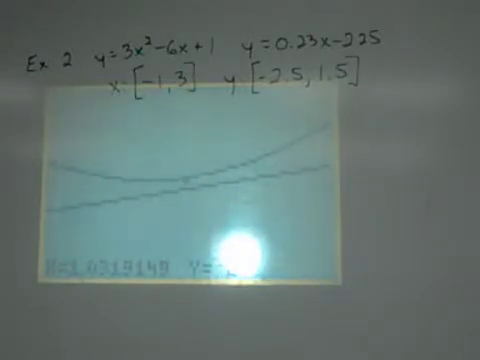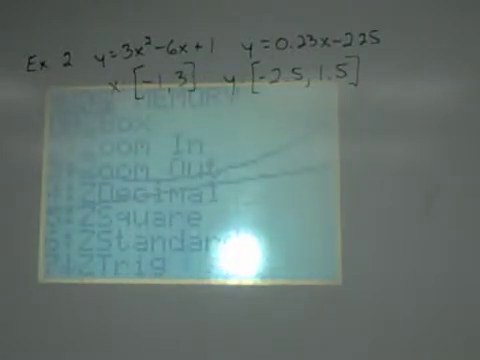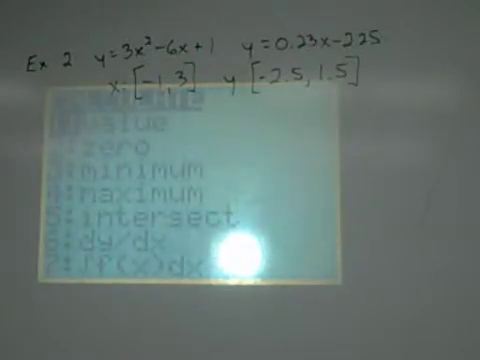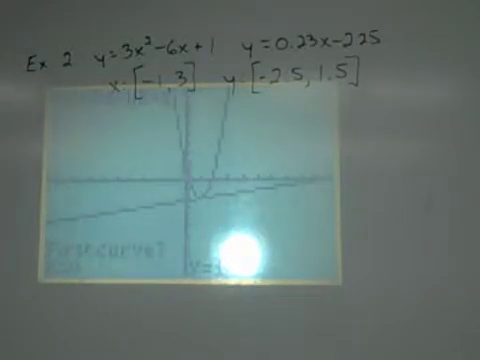Now going back to a standard window, zoom 6, again in this point it probably looks like they're going to intersect. We can use second trace again. And if you look at option number 5, we can find the intersection of two curves. So I'm going to select number 5 here, hit enter.